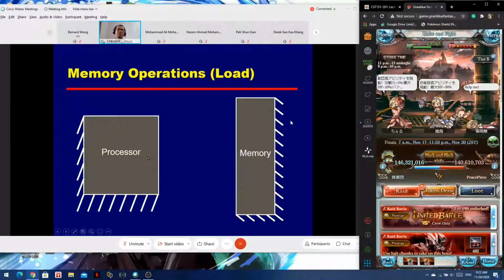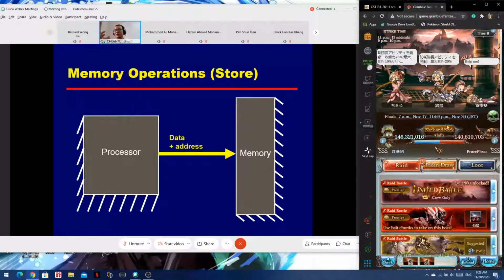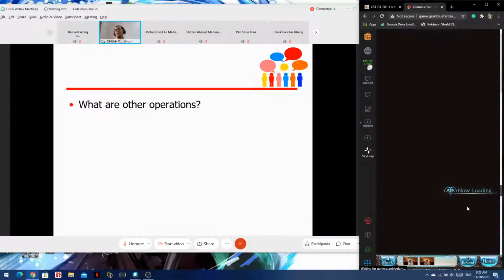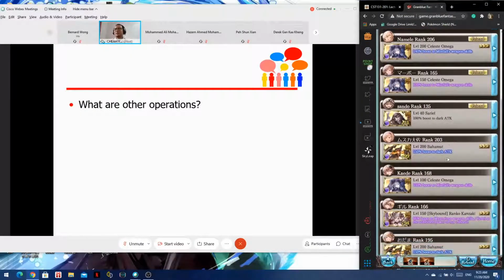So this is a diagram, or animation, to show loading. The processor sends an address to the memory, and then the memory sends the data to the processor. That's loading. Then storing: the processor sends an address with the data to the memory. Okay, and that's it. Now, what other operations are there besides loading and storing?